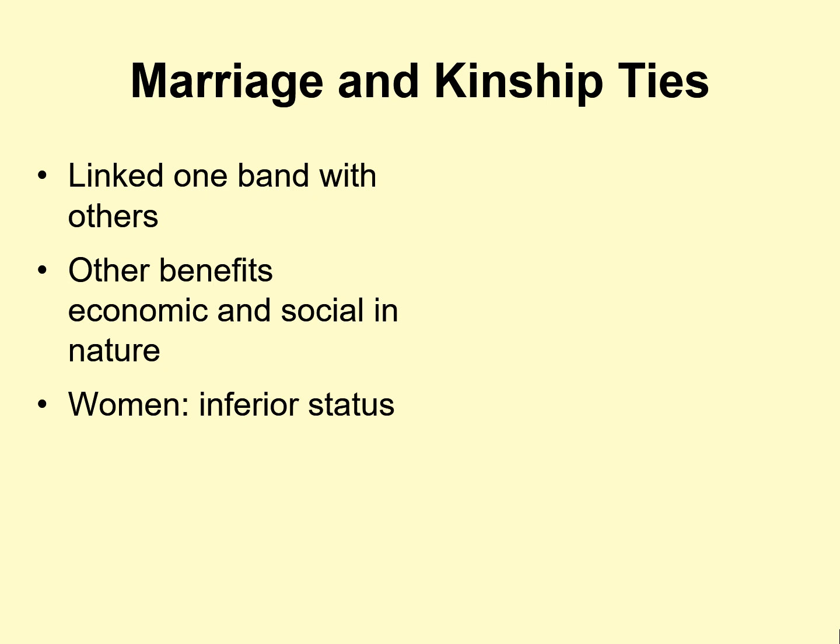Kin and marriage ties linked one band with others. Other features related to this involve the sharing of resources, generally equal status between members of the group, and flexibility in work roles, such as a father raising children in the event of the death of the children's mother. In many, but not all, of these groups, Paleo-Indian cultures, women appear to have a somewhat inferior status. In some cases, they appear to have even been sold like commodities, while in other settings they seem to have had greater influence over the band.